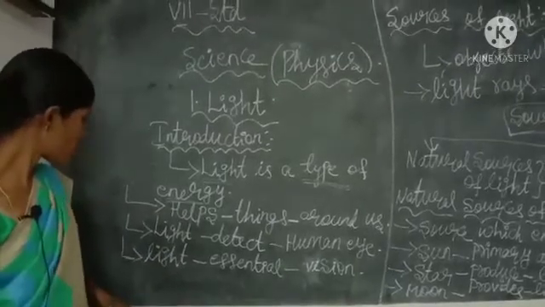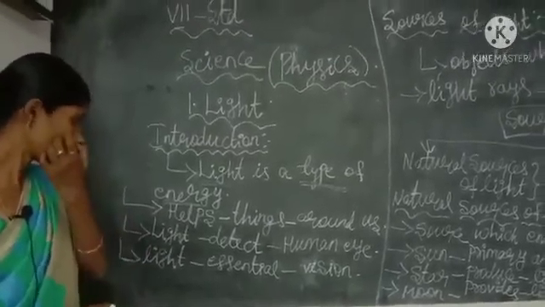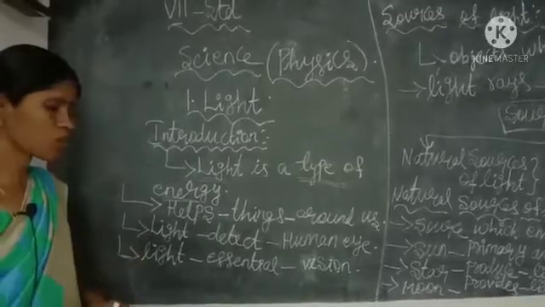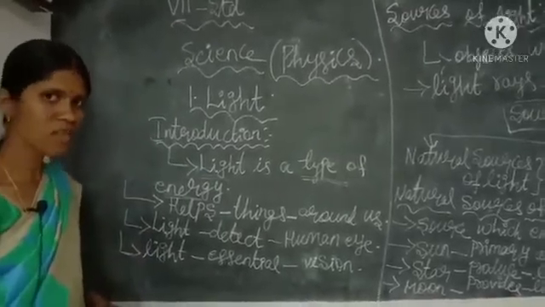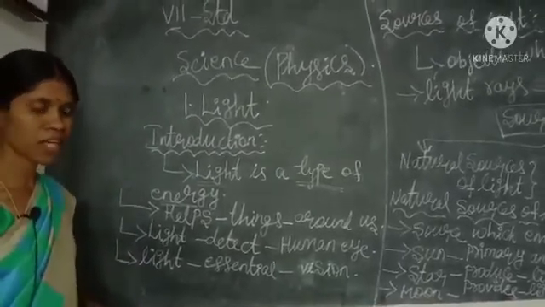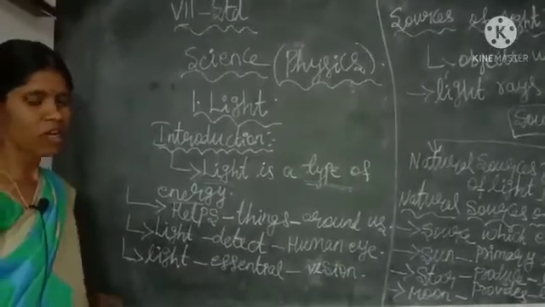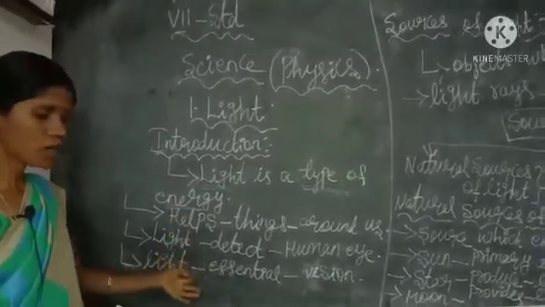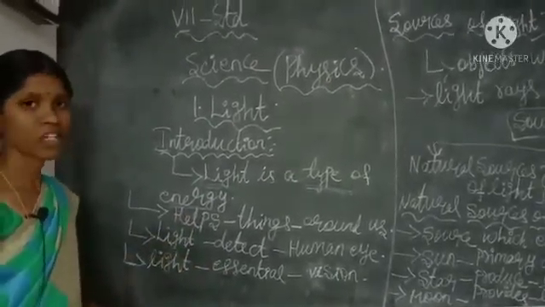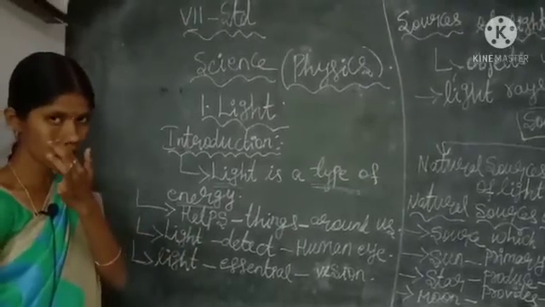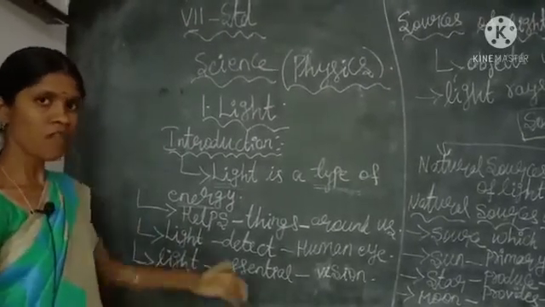The next point is that light is very essential for vision. Essential means important. For the vision process, the important thing is light. So light is very essential for the vision process.